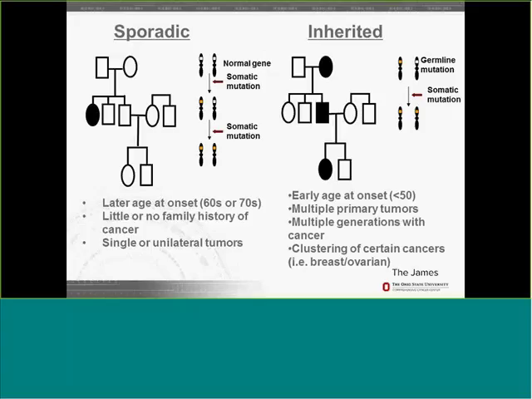Clustering of certain cancers, so I think people are pretty aware now, especially with Angelina Jolie going public, about the breast ovarian cancer connection. We're way behind on the colon uterine cancer connection. I don't think many people would be thinking, oh, my dad had colon, my sister had uterine, maybe that's hereditary. So that's one that we have to watch out for with our patients.